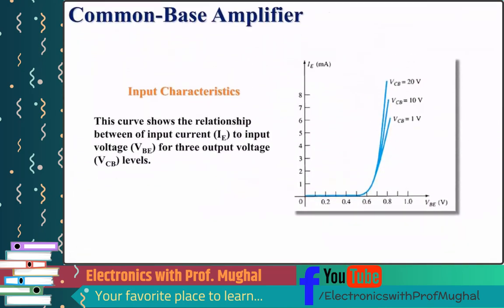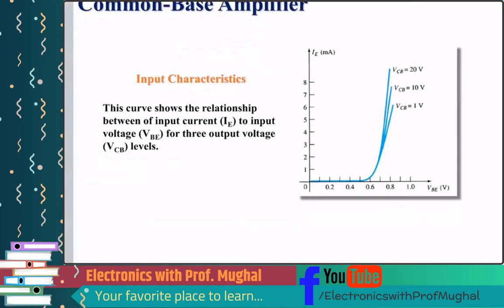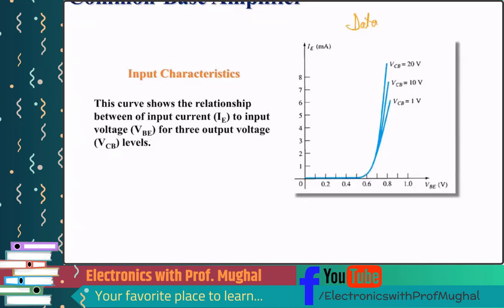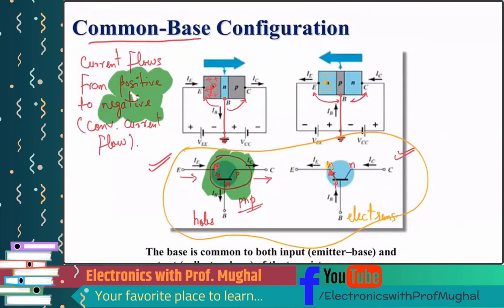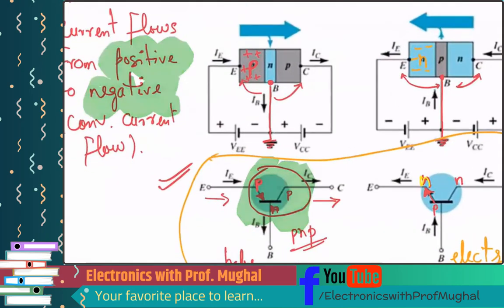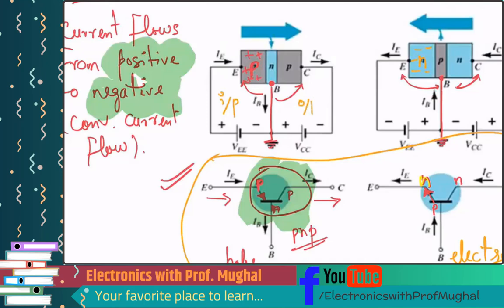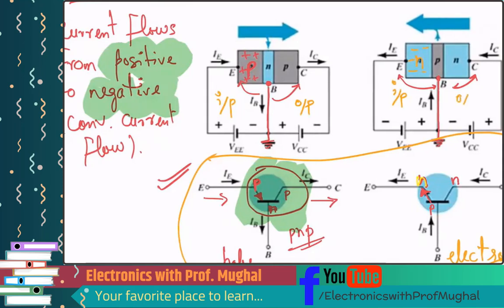Okay, so common base amplifier, this is something that is going to be a part of the data sheet. It will be given when you buy a component or a transistor. So what does this tell you? The input characteristics of the transistor. This curve shows the relationship between the input current and the input voltage for three output voltages. So this is going to be the input side, and this is always going to be the output side. Similarly, you got this input side right here, and then you got the output side.